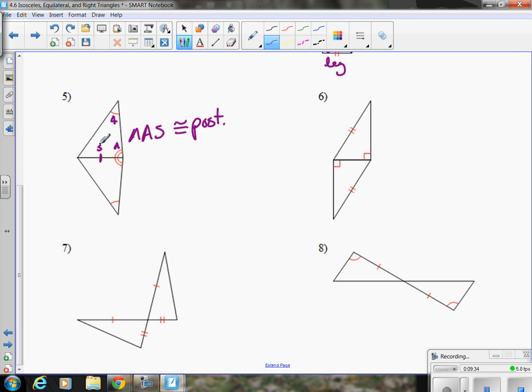Okay. Here we have a side. This side is congruent to itself by the reflexive property. And a right angle. So that would be, remember right angle, we can also use the hypotenuse leg theorem, right? Hypotenuse leg congruence theorem. And two left.